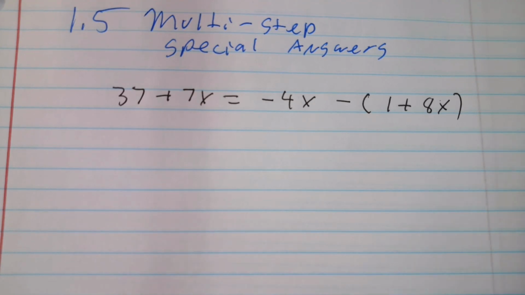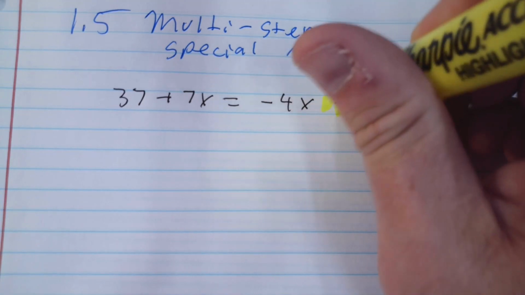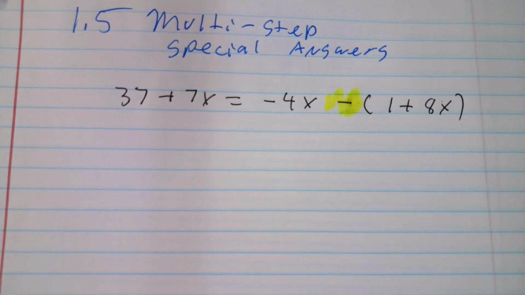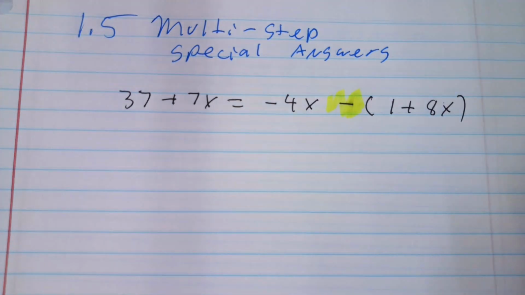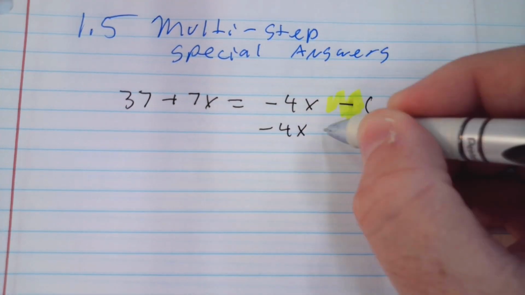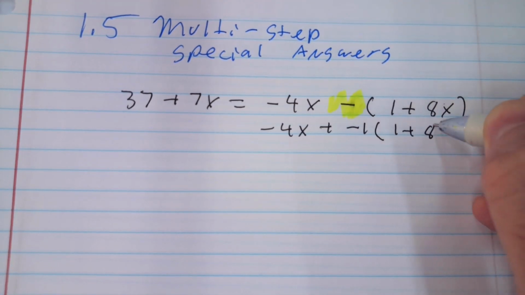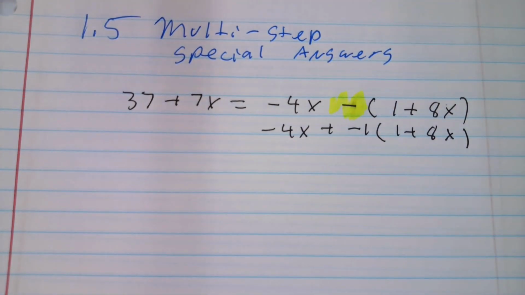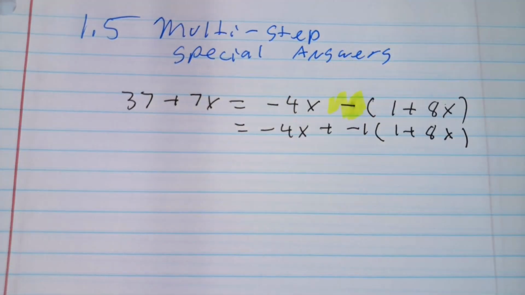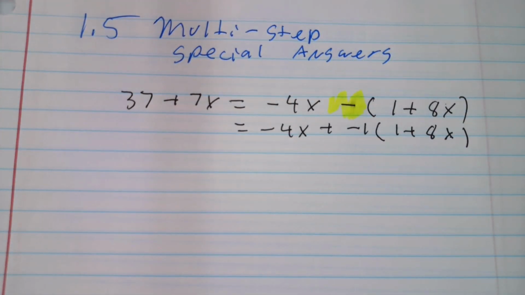The problem is this guy right here. To avoid confusion, I would rewrite it like this. Now you know that you're supposed to distribute a -1, right? So make sure you get that done correctly. Those are the little bitty things that are the difference between getting wrong answers and right answers.